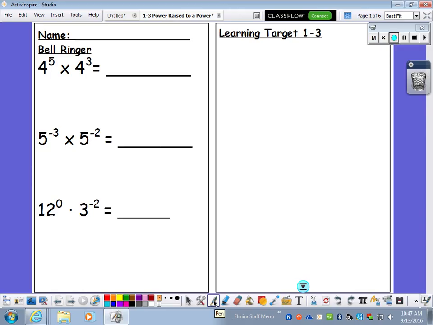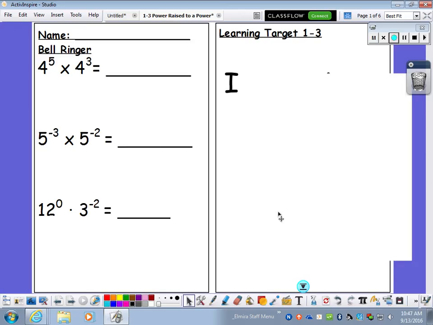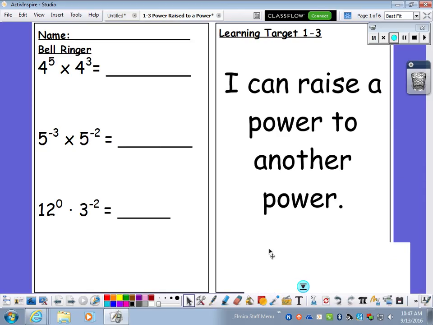Our learning target for this lesson is I can raise a power to another power. This next part is not in your notes, but let's go over some vocabulary here.